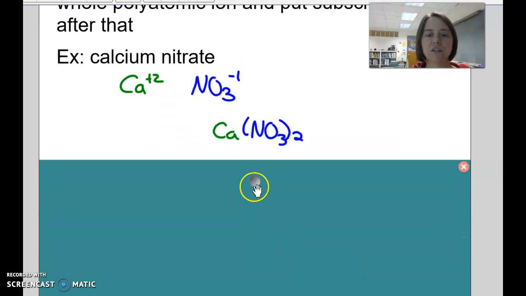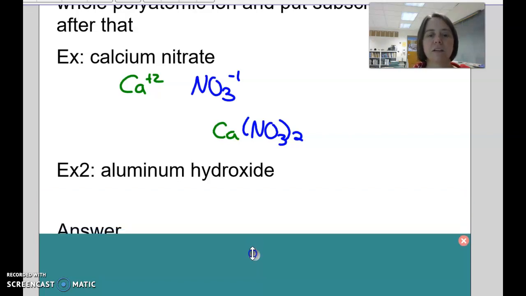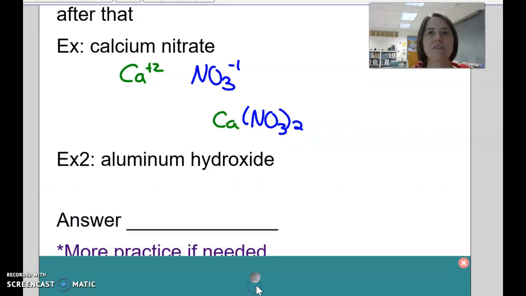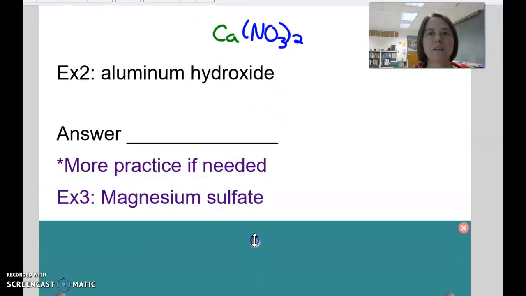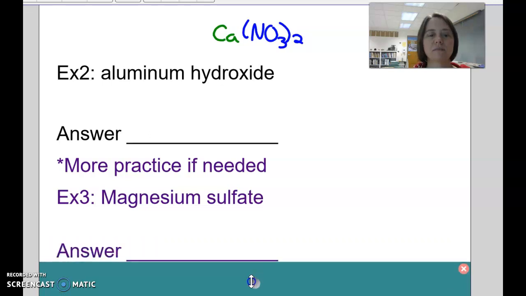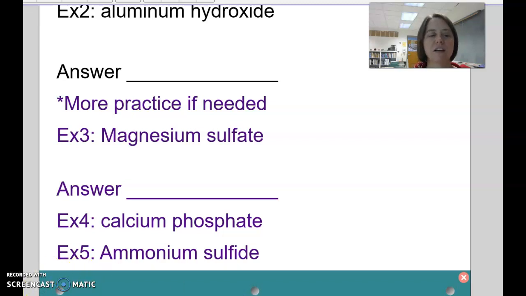Okay, now it's your turn to do the chemical formula for aluminum hydroxide. And if you want more practice, you should do magnesium sulfate or calcium phosphate and ammonium sulfide.